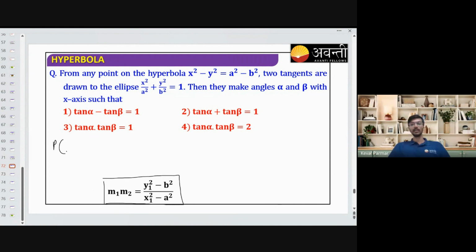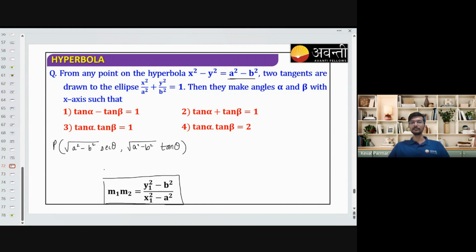So we can assume the point P in parametric form. We can assume it as (under root of a square minus b square sec theta, comma, under root of a square minus b square tan theta). I hope you know how to assume the parametric coordinates. It is a sec theta, comma, b tan theta. So here in place of a and b both, we have a square minus b square.